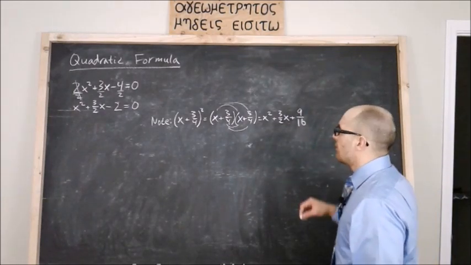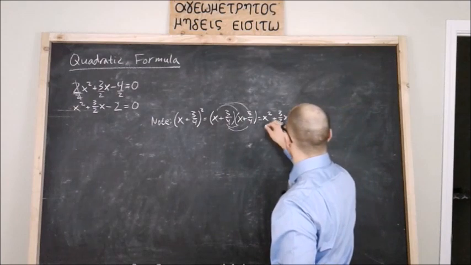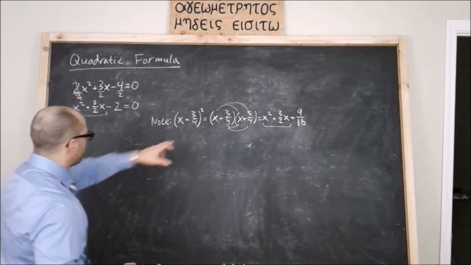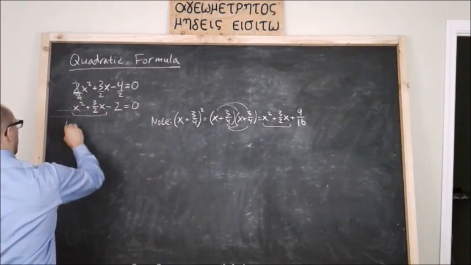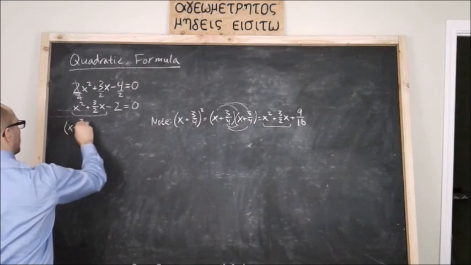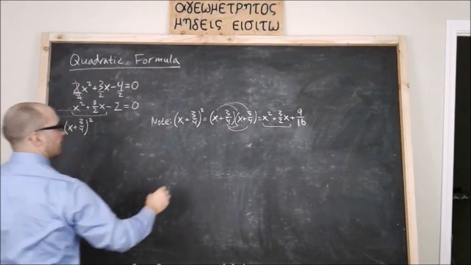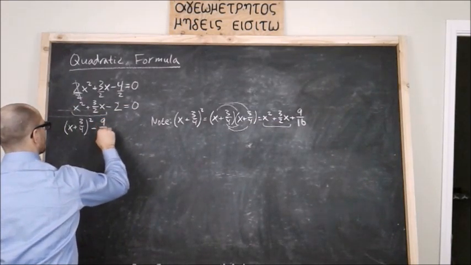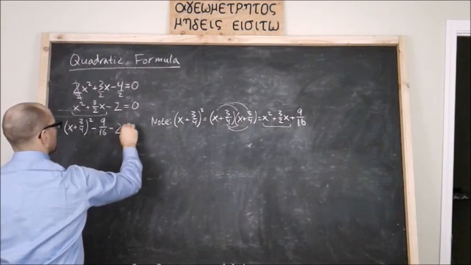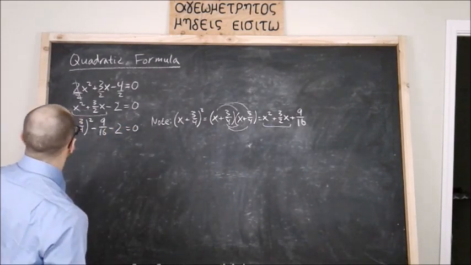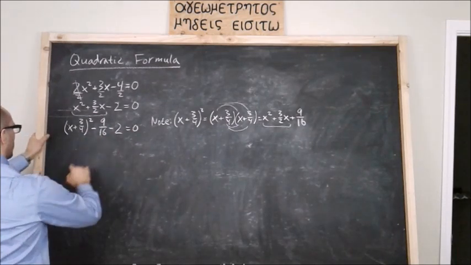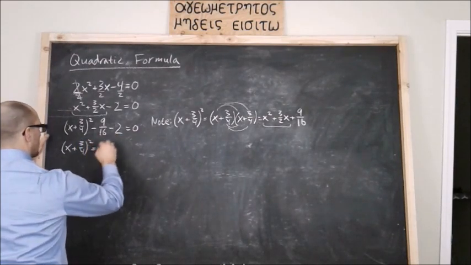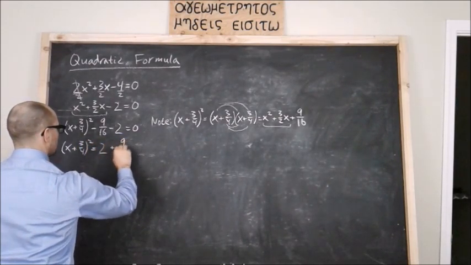From there, what do we notice? That this part here matches up with this part here. So if I do x plus 3/4 squared, now to get that I have to subtract the 9/16. Minus 9 over 16 minus 2 is equal to 0. Okay, I'll bring these two terms over to the other side. x plus 3/4 squared equals 2 plus 9 over 16.